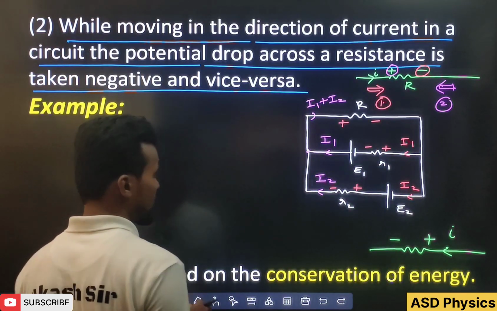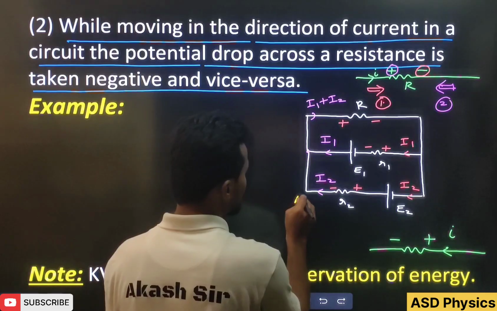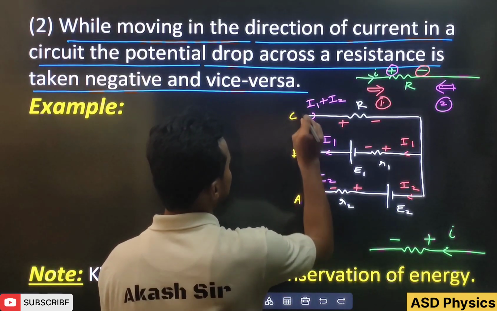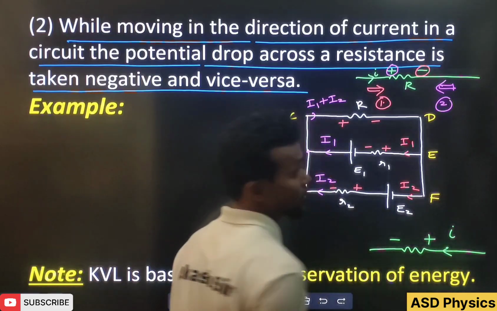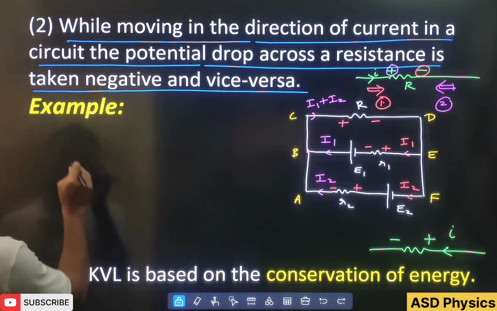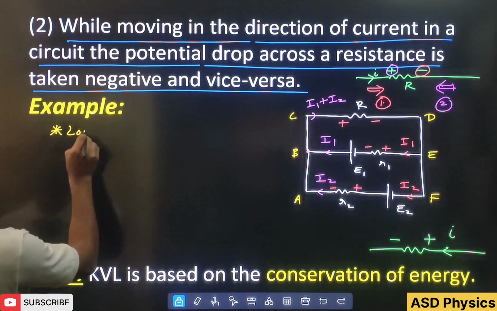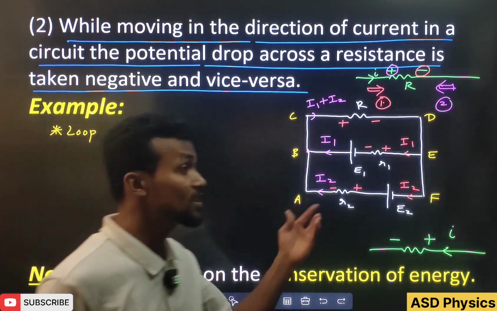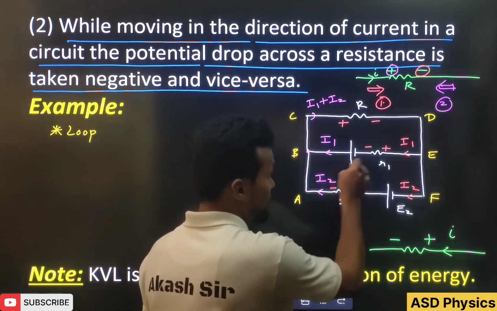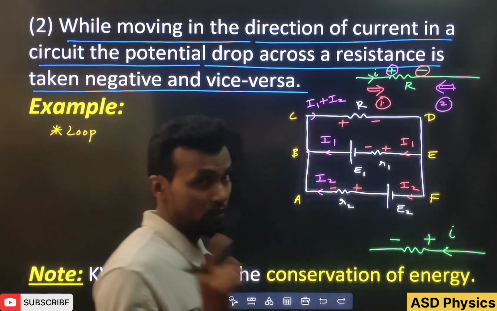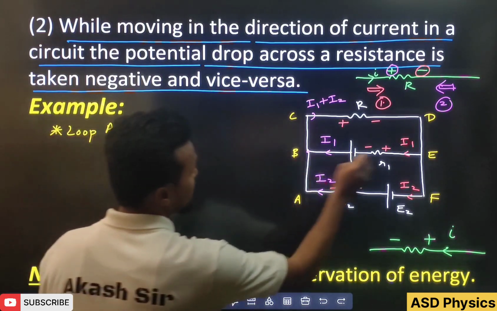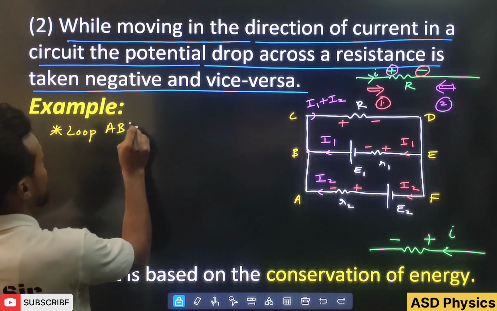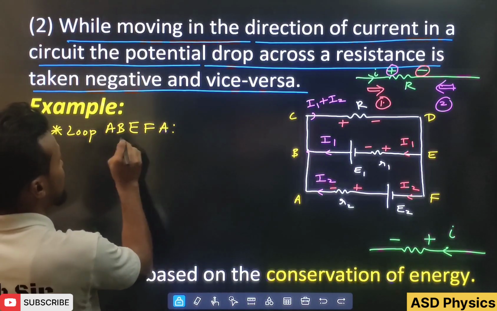Now students, if we write the equation, for the equation we have to write the loops. I have taken the names A, B, C, D, E, F, okay, students? How many loops are possible? If you see here, 3 loops are possible: first one, second one, and the overall third one, okay, students? So if I take the loop, for example, A, B, E, F, A. I have taken A, B, E, F, A, okay?